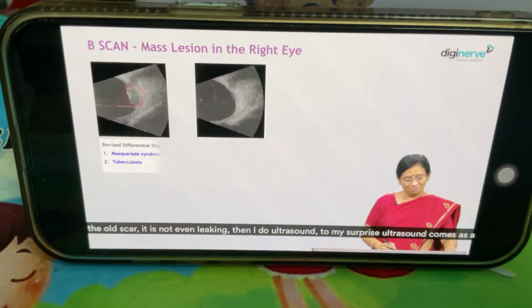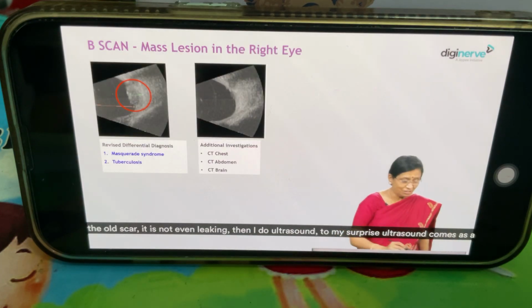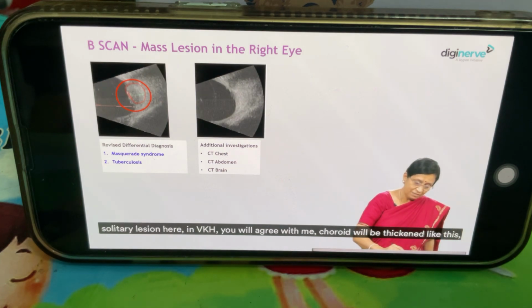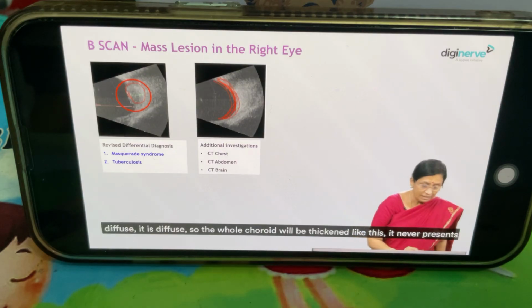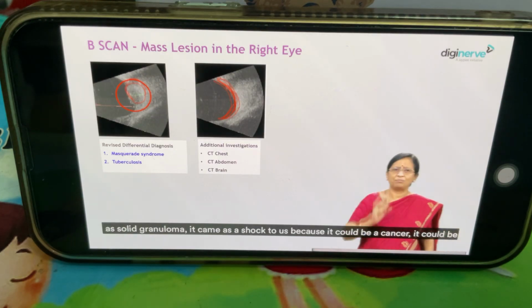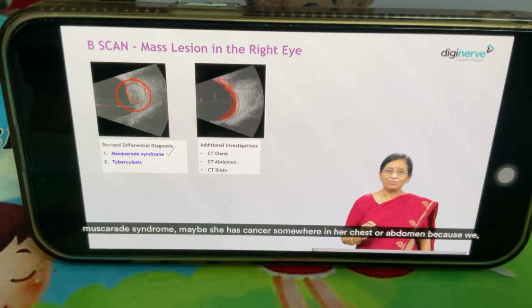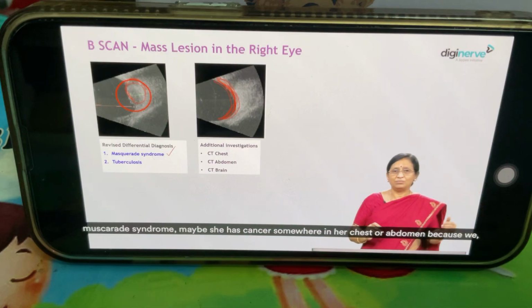Then I do ultrasound. To my surprise, ultrasound shows a solitary lesion here. In VKH, you will agree with me, the choroid will be thickened like this. Diffuse, it is diffuse. So the whole choroid will be thickened like this. It never presents as a solid granuloma. It came as a shock to us because it could be a cancer. It could be masquerade syndrome. Maybe she has cancer somewhere in her chest or abdomen.